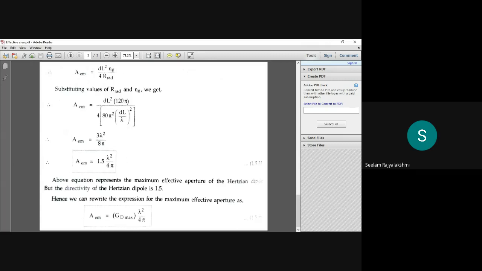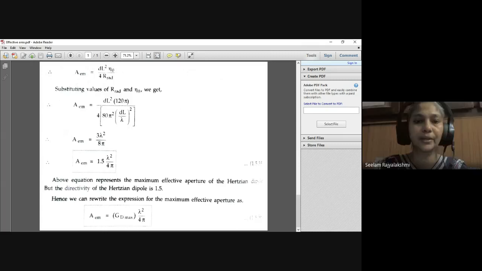The directivity of the Hertzian dipole has the standard value 1.5, and hence we can rewrite the expression for the maximum effective aperture. The Hertzian dipole directivity is represented with GD maximum, so AEM equals GD maximum into lambda squared by 4 pi, in place of 1.5. This is about effective aperture.